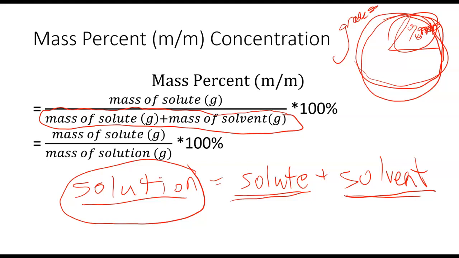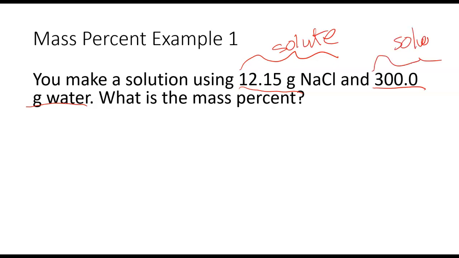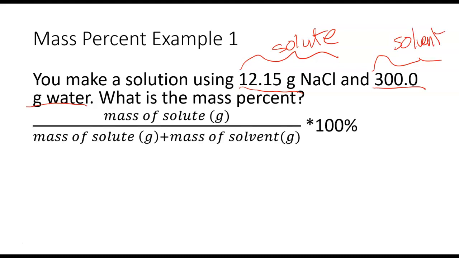So let's take a look at how this works. You make a solution using 12.15 grams of NaCl and 300.0 grams of water. What is the mass percent? So we know this is our solute. This is our solvent. So we want to make sure to use the formula that has our solute and our solvent in it because we don't have the total solution.